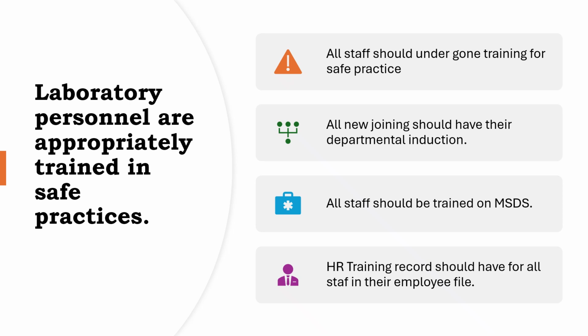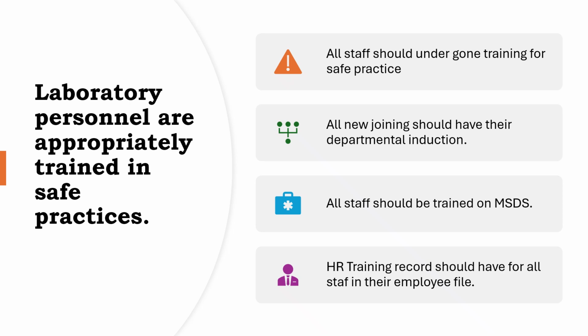All new joinings should have their departmental induction, and the safety practices should be trained. All staff should be trained on the MSDS. MSDS is the Material Safety Data Sheet, in which it is written which chemical, how it is to be transported, where it is to be stored, and what the storage and transport criteria are. If there is a spill, how you will clean that area, and if a chemical is poured on your body or eyes or anywhere, what you will do and how you will wash. So that is the MSDS.